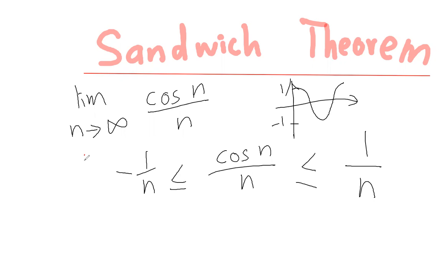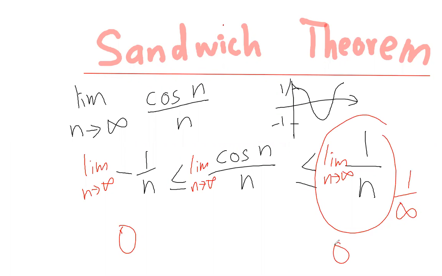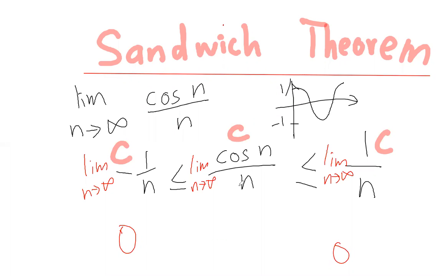When I put the limit on all sides as n approaches infinity, this one is 1 over infinity, so we get 0. And for this one, negative 1 over infinity, we also get 0. So since both converge at the point 0, the middle one also converges at the point 0. Okay, so that is the sandwich theorem.